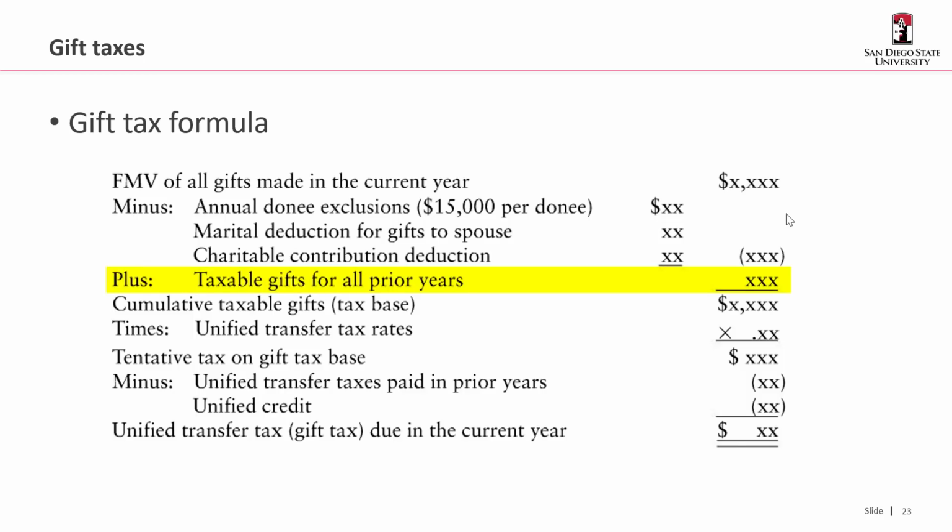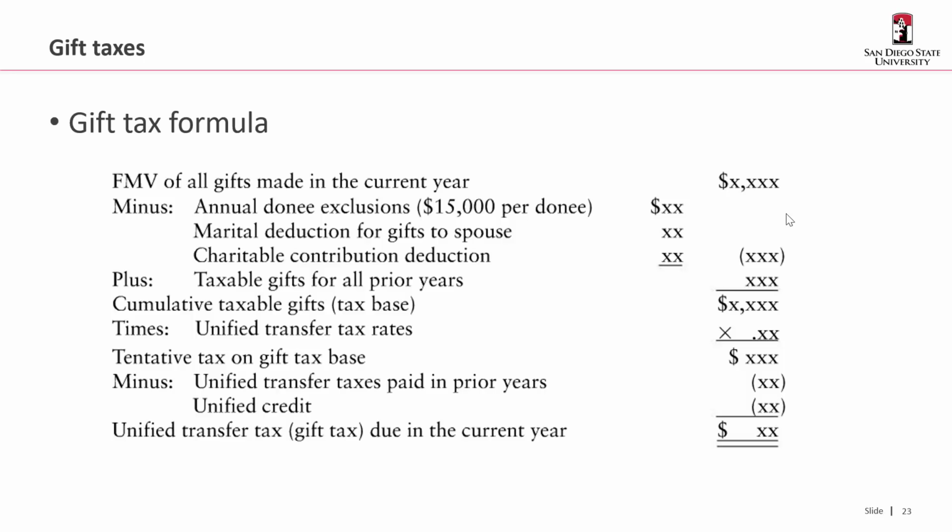Then you add to that all the gifts you've made in all prior years. That's taxable gifts that you've made. And that's your cumulative gifts over time. So think of that as your inter vivos, which means during life, gifts over your entire lifetime. Multiply that by the tax rate, and then calculate your tentative tax. And then you would subtract out that unified credit that you're eligible for, or any transfer taxes you'd paid in prior years, and that would give you any amount of gift tax that you would owe in the current year.